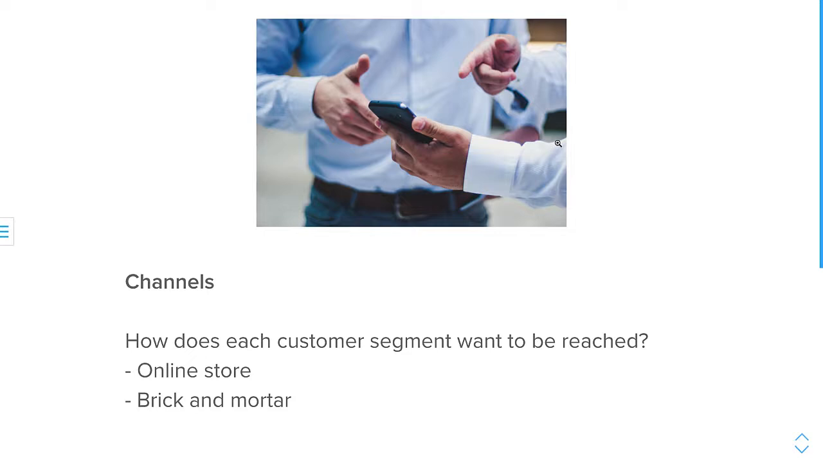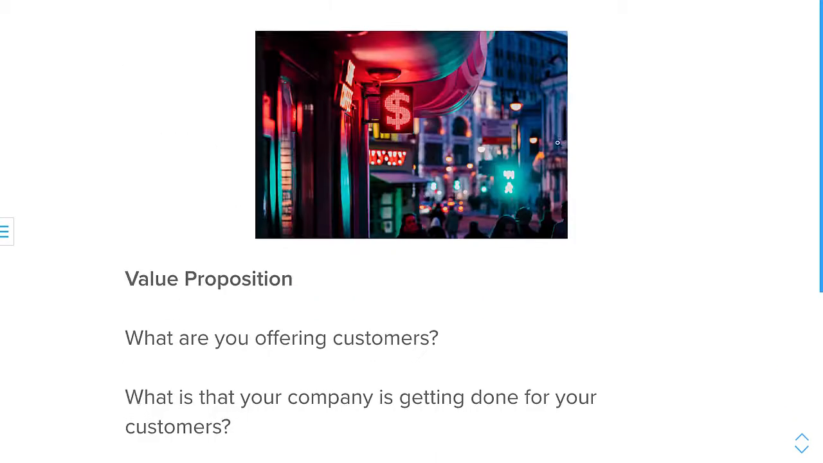They want to just go online and shop. They don't want to go to a brick and mortar store, they just want to go online. So make sure you understand what channel or channels your product or service is going to use to reach that particular customer base. So understand what channels you're going to have for your customer. How are they going to obtain your product or your service?